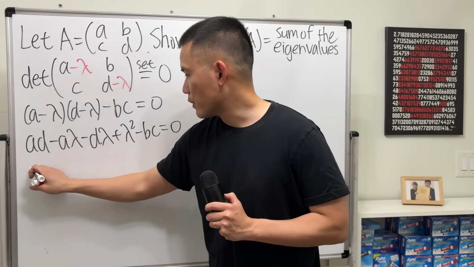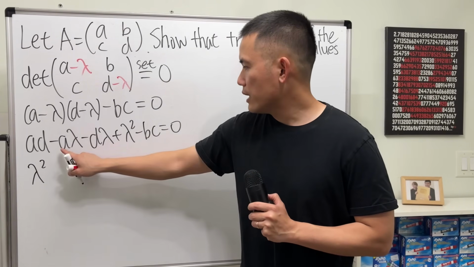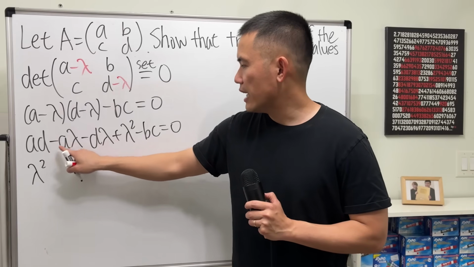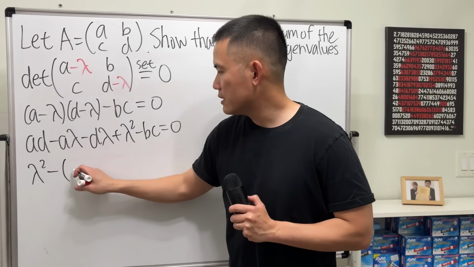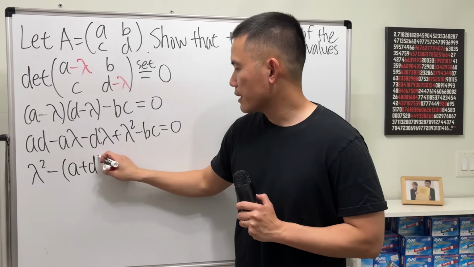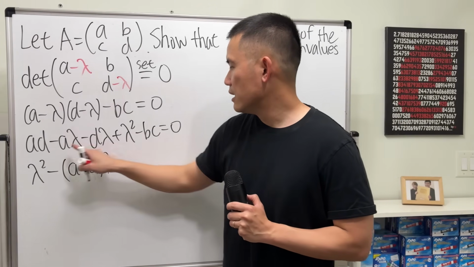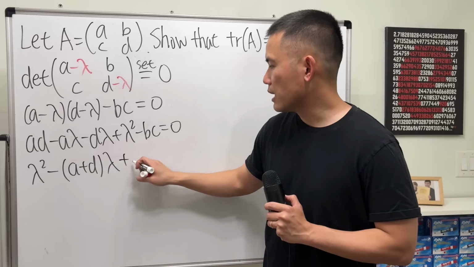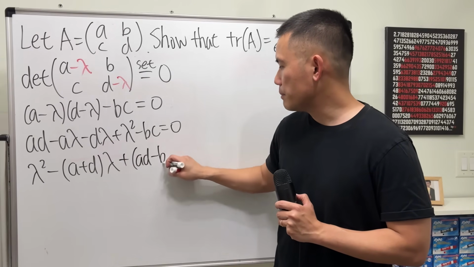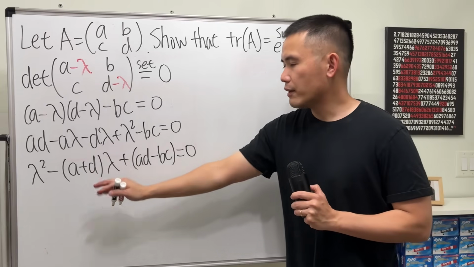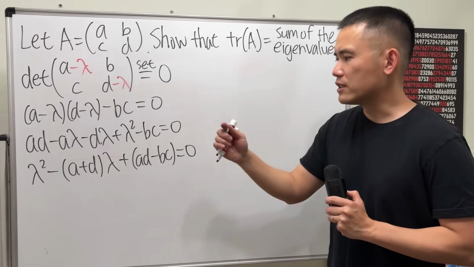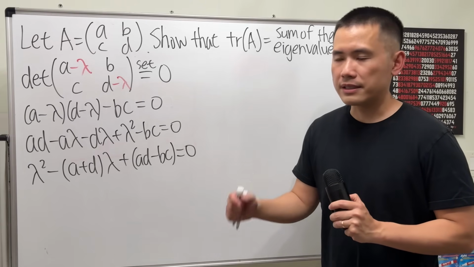I'm going to put this down first. And then right here, notice that I have negative A minus D. I'm just going to write it as minus parentheses A plus D, and then times lambda, and then these are the constant terms. So I say plus AD minus BC, that's equal to 0. Here we have a quadratic equation. We can always solve it if you allow complex numbers.